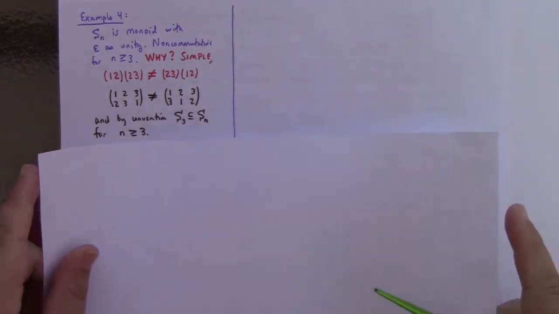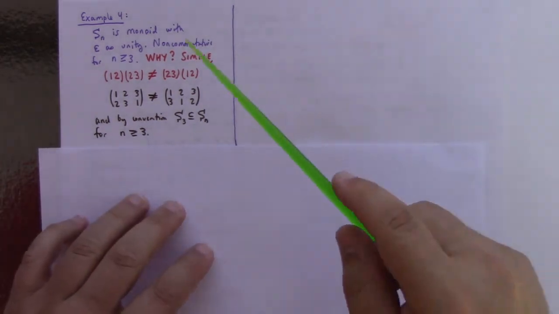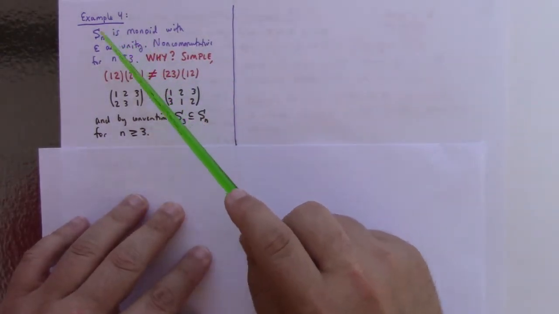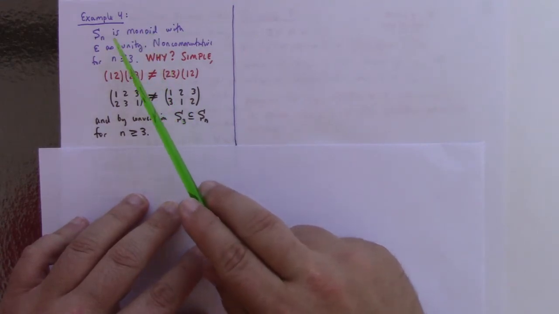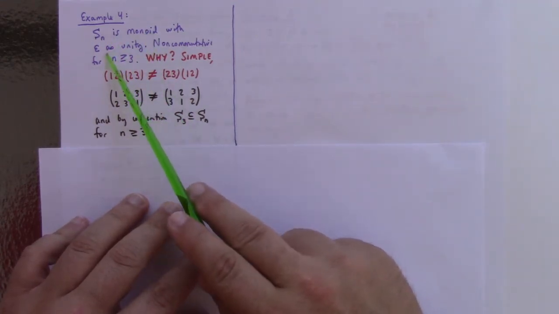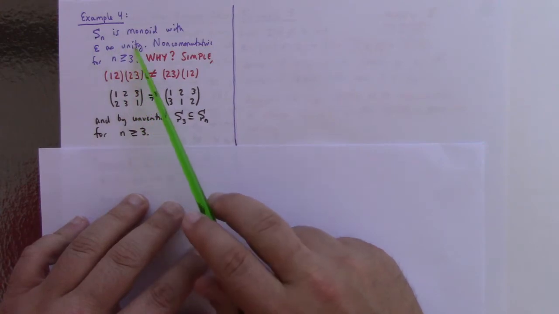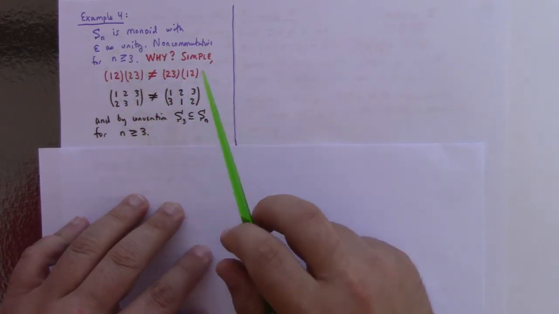Example 4, Sn, in other words, the permutations we just got done talking a little bit about, and I'll talk about more tomorrow if you come to the help session. Sn is a monoid with the identity permutation as the unity. It's non-commutative for n greater than or equal to 3. Let me show you exactly why that is.